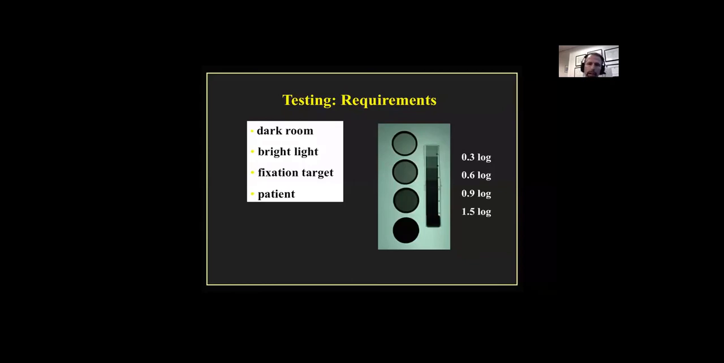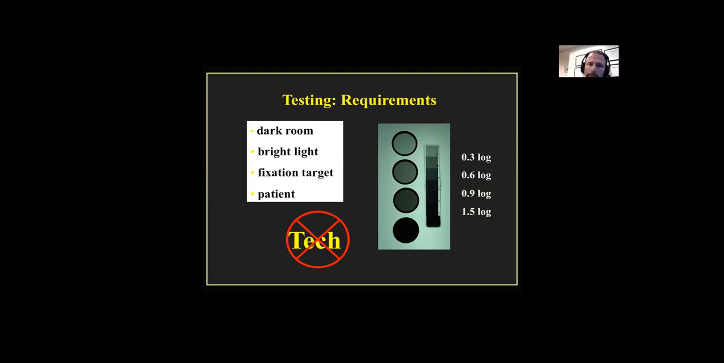Now, what do you need to test for a relative afferent pupillary defect? Well, I should mention, of course, that whenever you're checking pupils, you want to have a room, hopefully, that you can have relatively dim illumination, not pitch black, but not really bright sunlight if possible, mostly because you want the pupils to be bigger so that you can see a better reaction of the pupils.